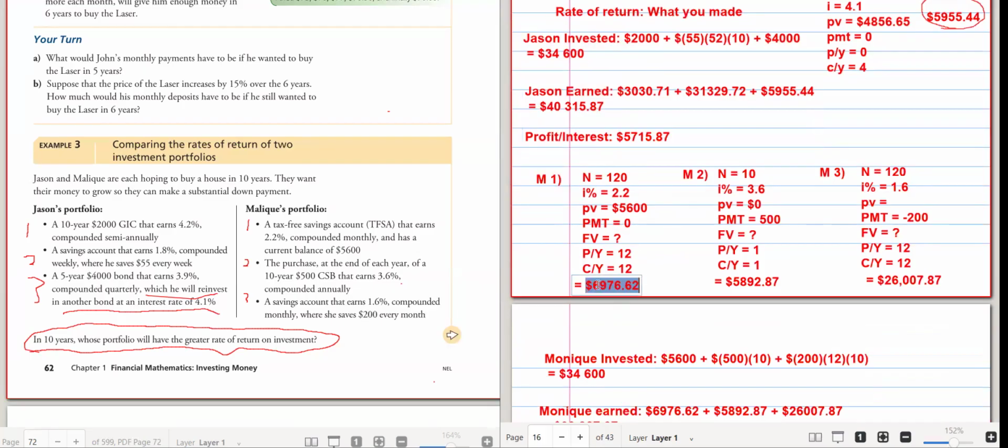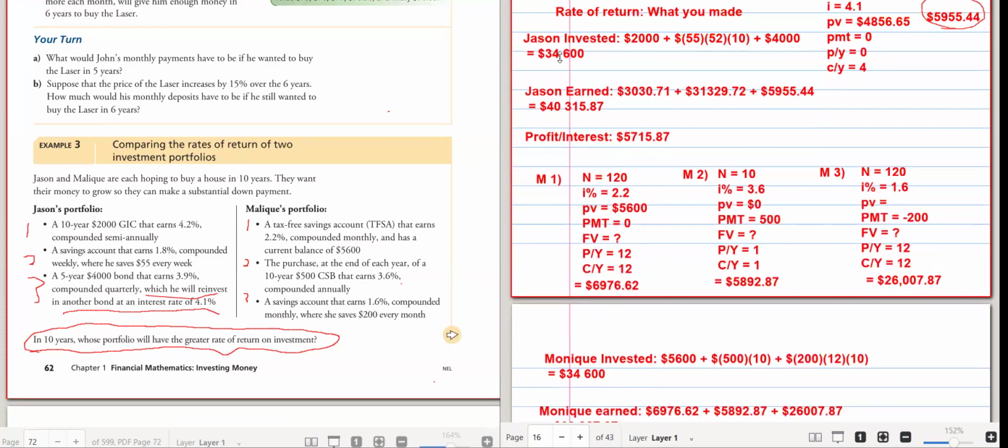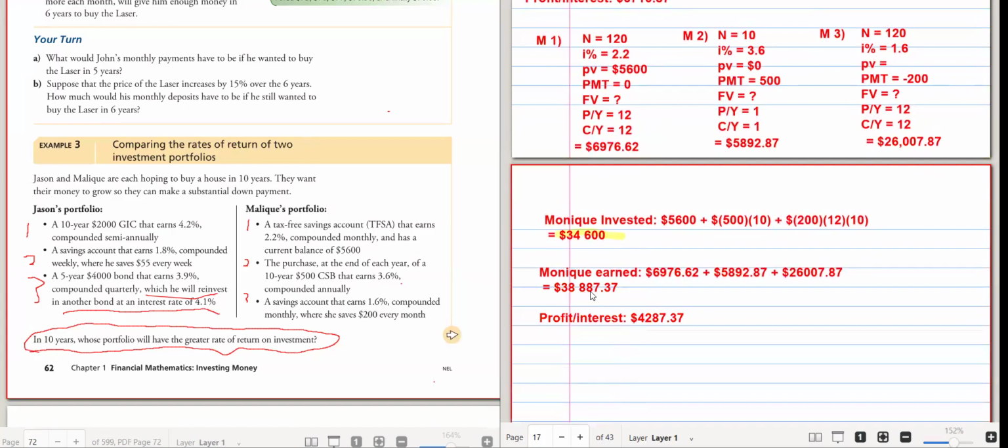Now, Monique, here's my work here. Her first investment was almost $7,000. Her second one was almost $5,900. Her third one was $26,000, right? So she invested the exact same amount as him. If you're really paying attention here, they invested the same amount. We know how much she earned.